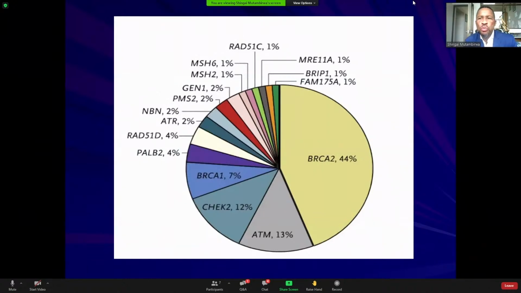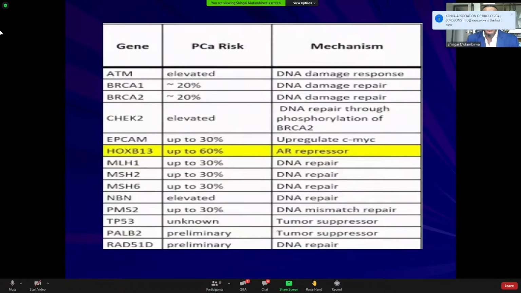BRCA2, as I said, is the most important for prostate cancer currently. PALB2 is there. It's proximal and associated with BRCA2. But going forward, we're going to have more and more information about the genetic profiles of our patients, not only for preventative, but also for therapeutic.